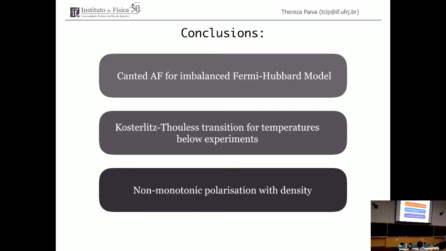So I come to the end. We do see canted antiferromagnetism in the imbalanced Hubbard model, but we don't see long-range order, but we see orders that are longer than near neighbor forming. We do expect to see a Kosterlitz transition when the experiments are able to reach lower temperatures, and we do see this non-monotonic polarization with the density, as is also seen in the cuprates. So that's it. Thank you.